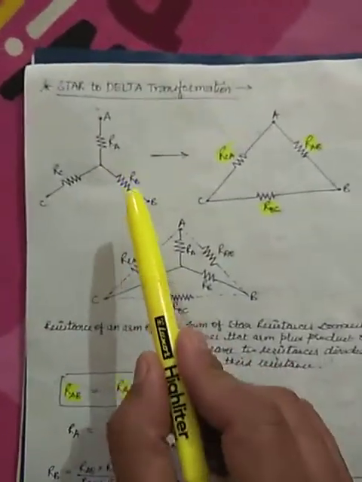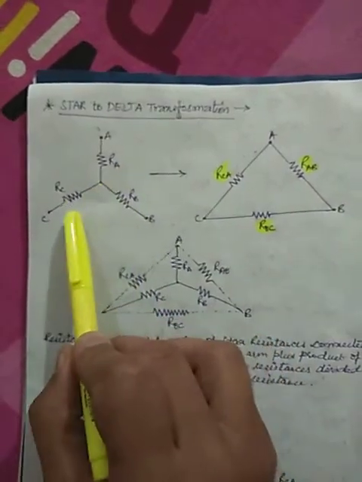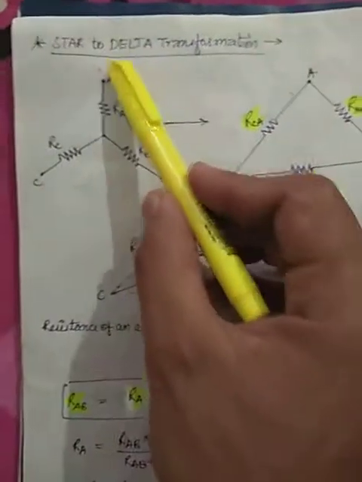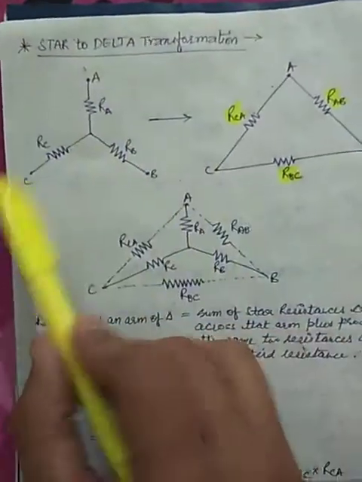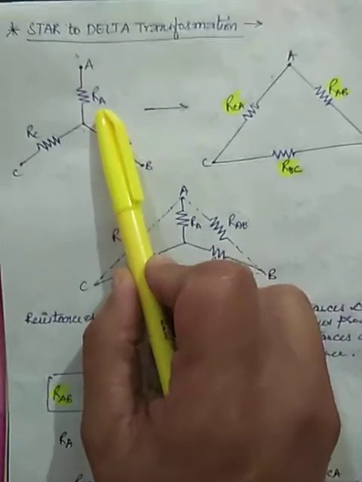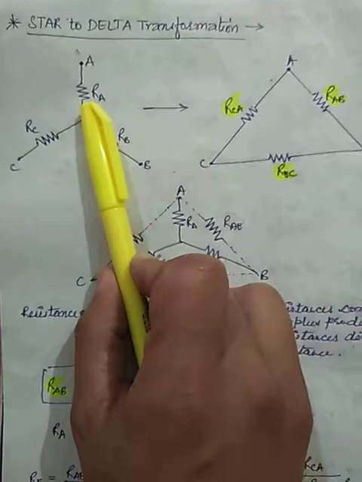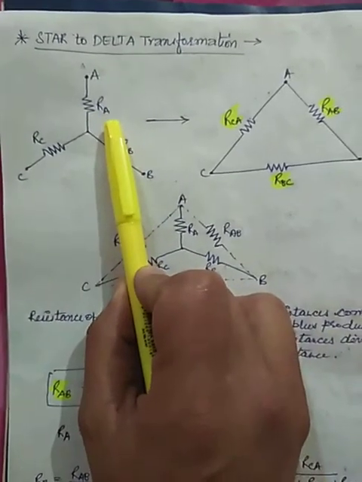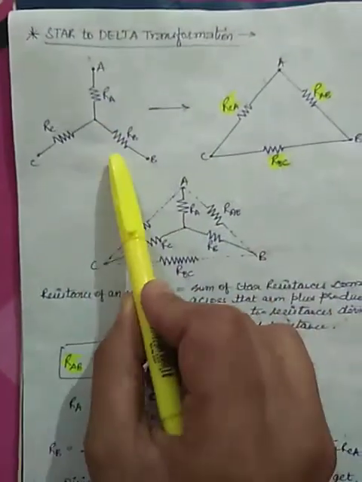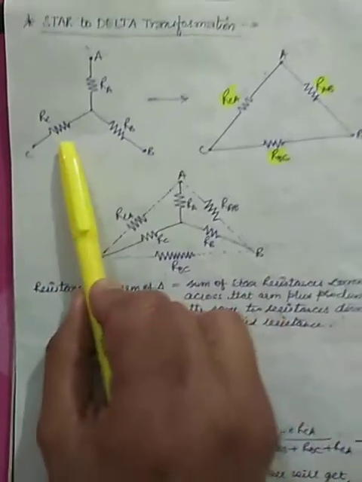So in star connection, we will connect the three resistances in the form of star. These are the three terminals A, B, C, and the resistance connected to terminal A is represented by RA. R represents the resistance and A, the subscript, defines the terminal. So RA, RB is the resistance of this terminal, and RC.